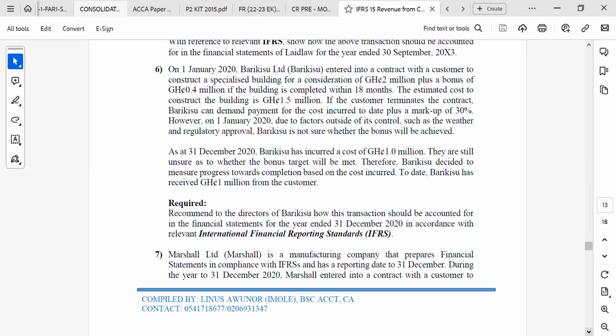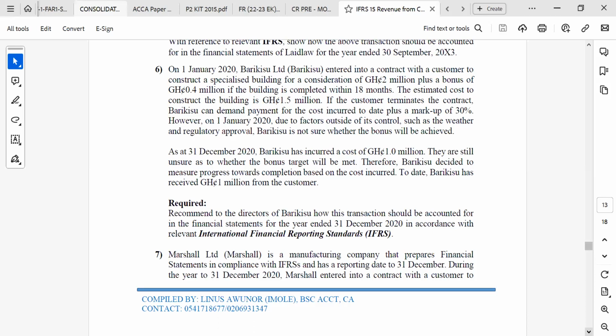As at 31 December 2020, Barkisu has incurred a cost of 1 million Ghana cedis. They are still unsure as to whether the bonus target will be met. Therefore, Barkisu decided to measure progress towards completion based on the cost incurred to date. Barkisu has received 1 million from the customer. Recommend to the directors of Barkisu how this transaction should be accounted for in the financial statements for the year ended 31 December 2020 in accordance with relevant IFRS.